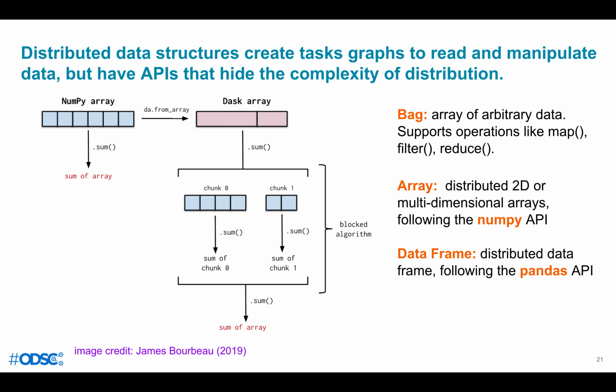The Dask bag is kind of like a list in Python, or it's like an RDD in Spark. And this supports those functional programming fundamentals like map, filter, or reduce. The Dask array looks and feels like a NumPy array, and it follows the same API. These are basically arrays. They can have the same data types that NumPy supports. And then finally, you have data frames. And the Dask data frame will follow the same API as the Pandas data frame. And I think that's enough to say about that, to be honest.